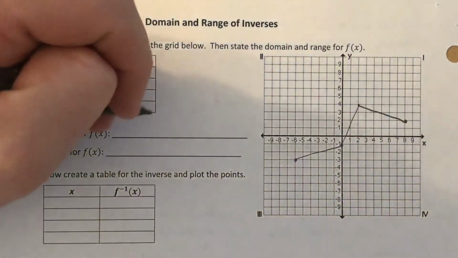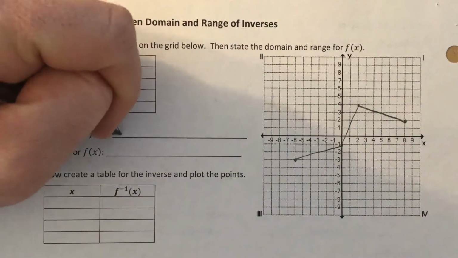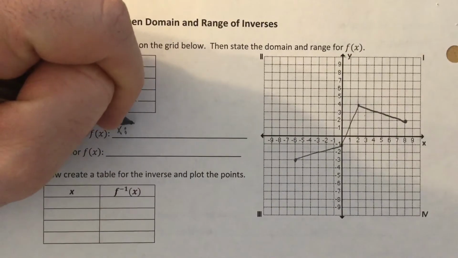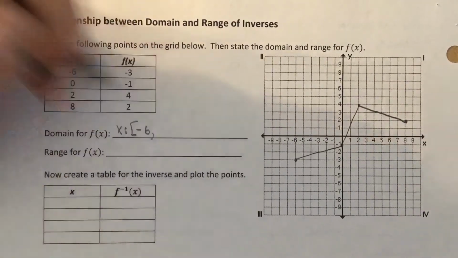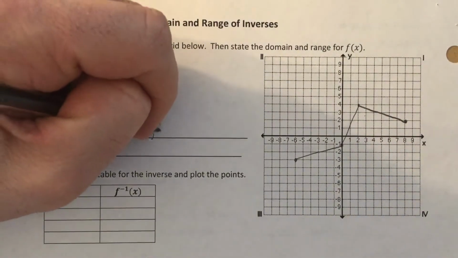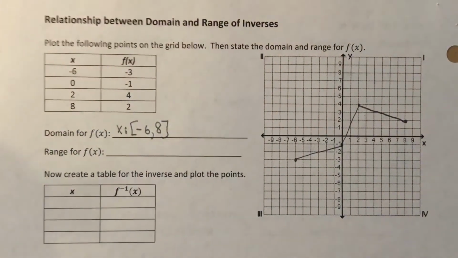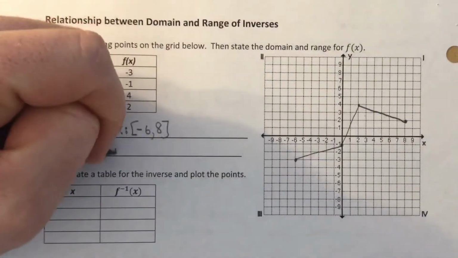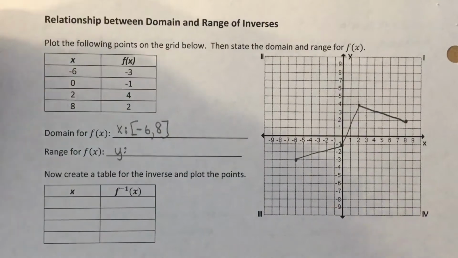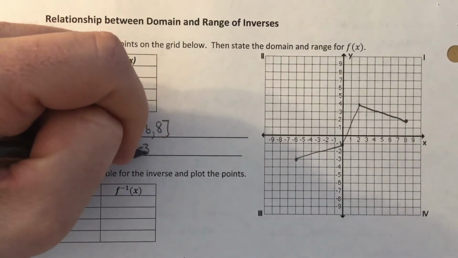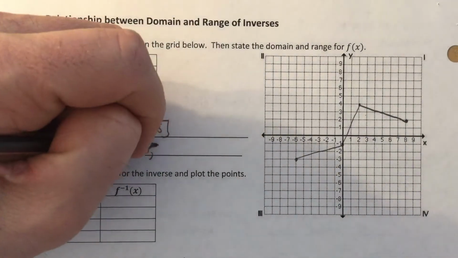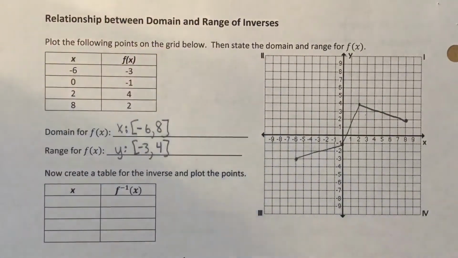So our domain, it goes left to -6. So we'd have bracket -6, and it goes to 8 and touches 8. Our range goes down to -3 and then up to +4.